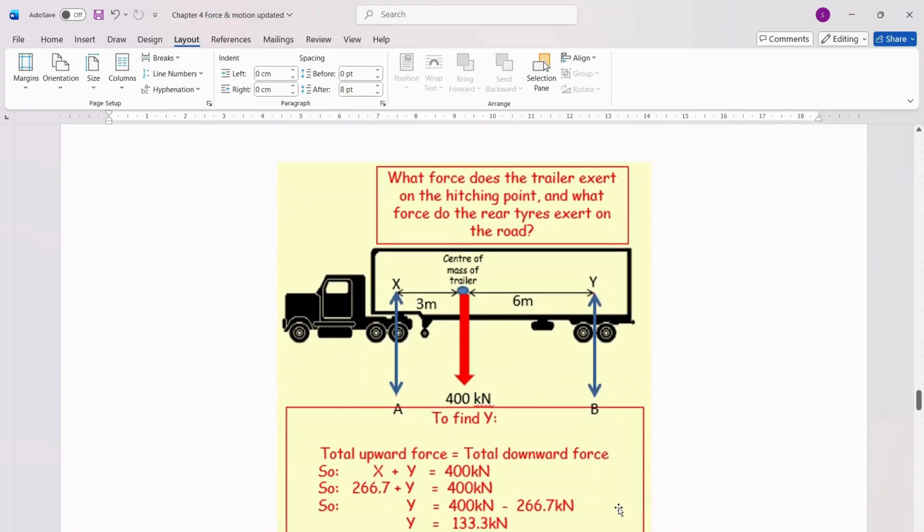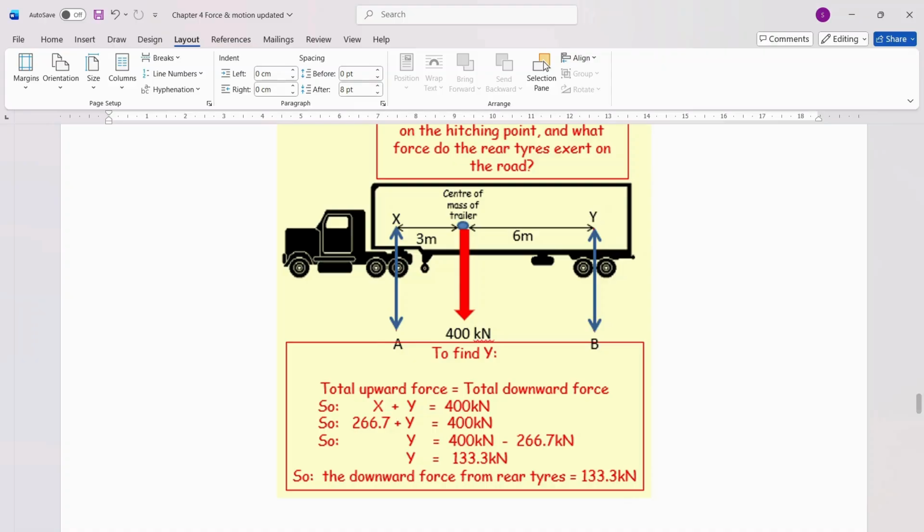In order to calculate Y, we need the upward force, which is equal to the downward force. The upward force is X plus Y and the downward force is 400 kilonewton. We already know the value of X now, so by replacing X with its value, we can easily calculate Y, which is 133.3 kilonewton in this example.